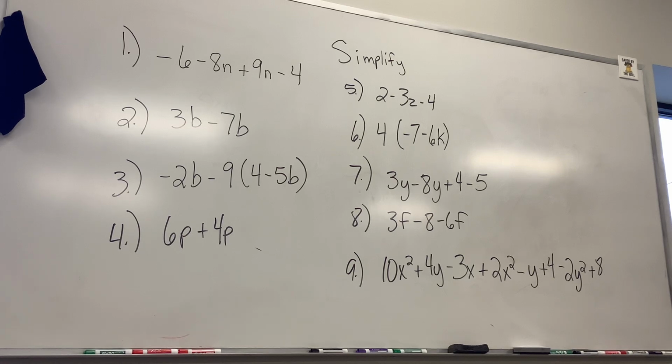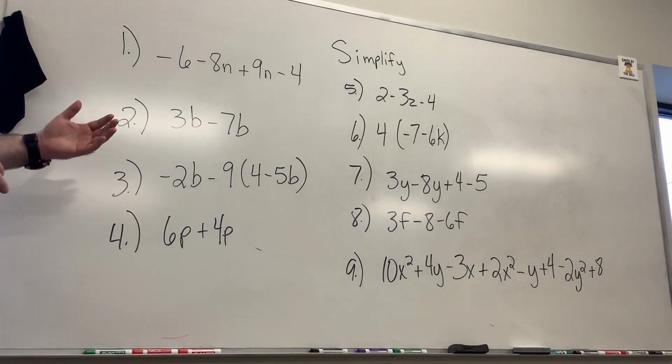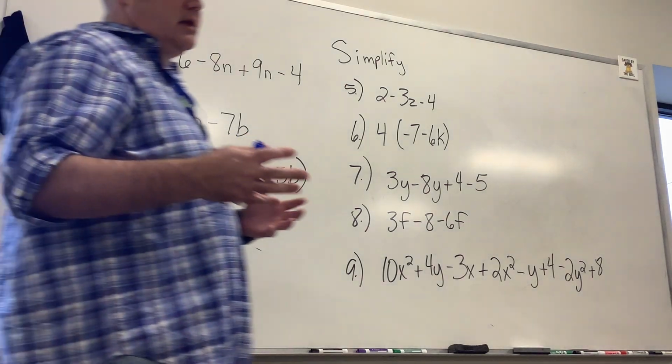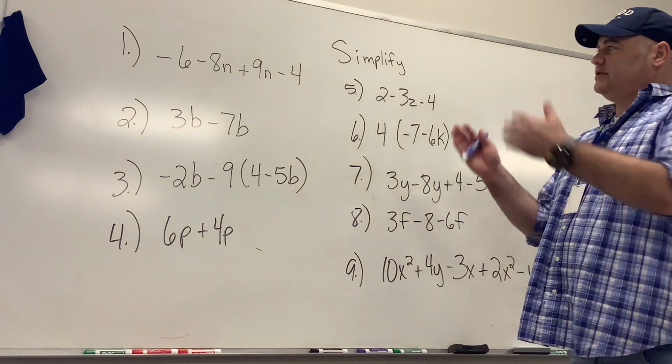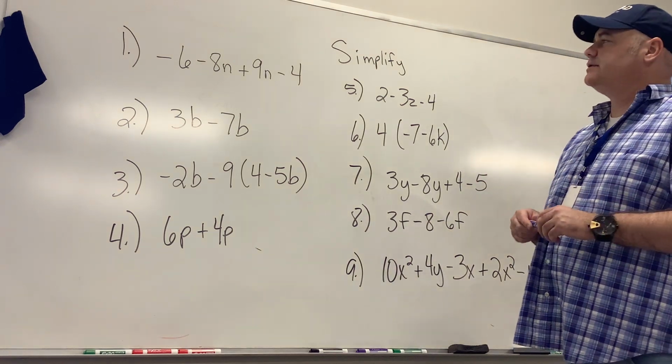All right, let's check our answers from yesterday. These are just being simplified. So we're not solving, we're not getting n equals something or b equals something. We're just simplifying, we're combining like terms.